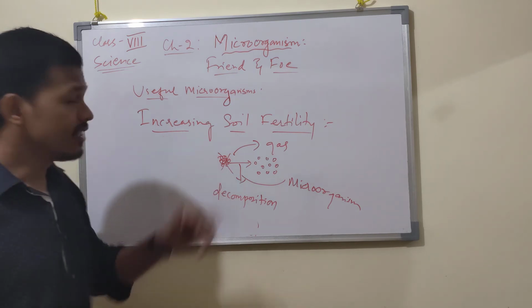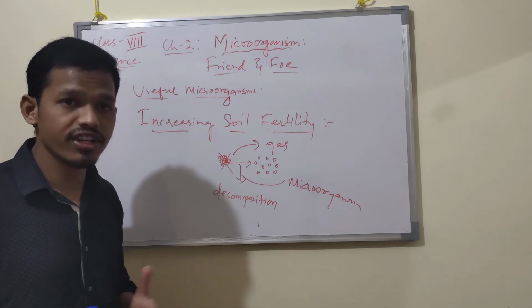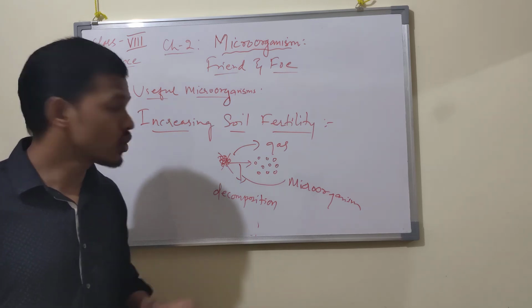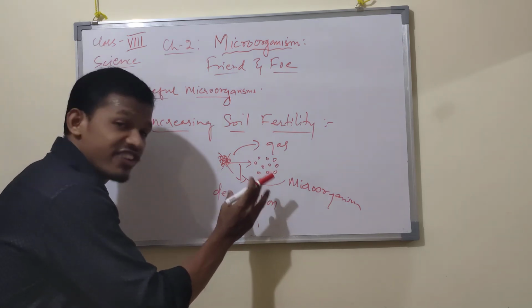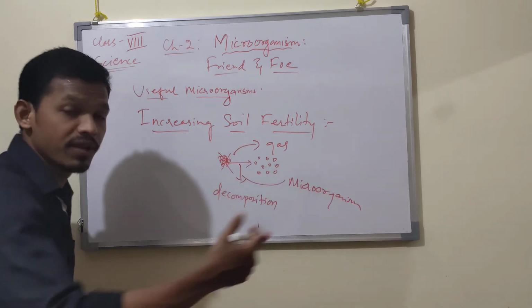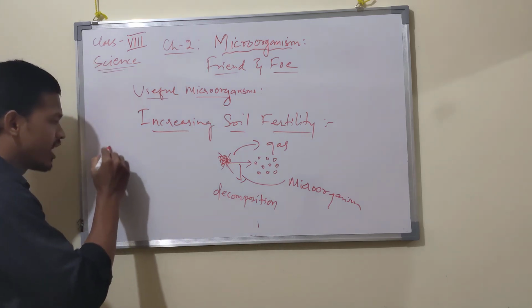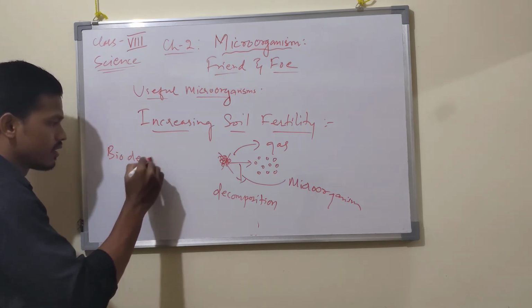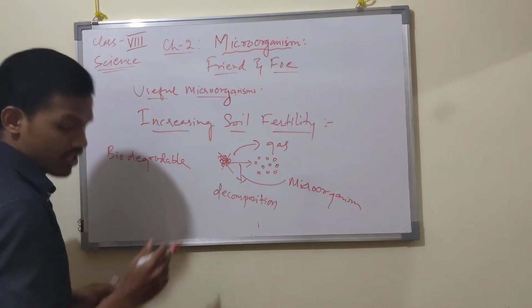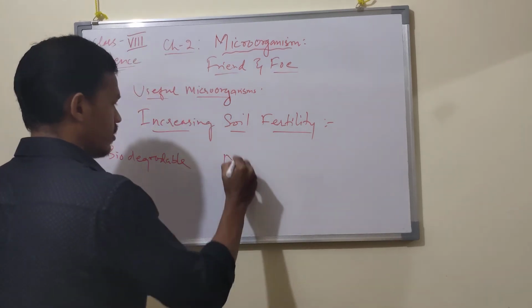Got it? So if you have waste in your kitchen, like leftover food, vegetable peels, fruit peels, certain materials cannot be decomposed or mixed in the soil. There are two categories. One is biodegradable, and another one is non-biodegradable.